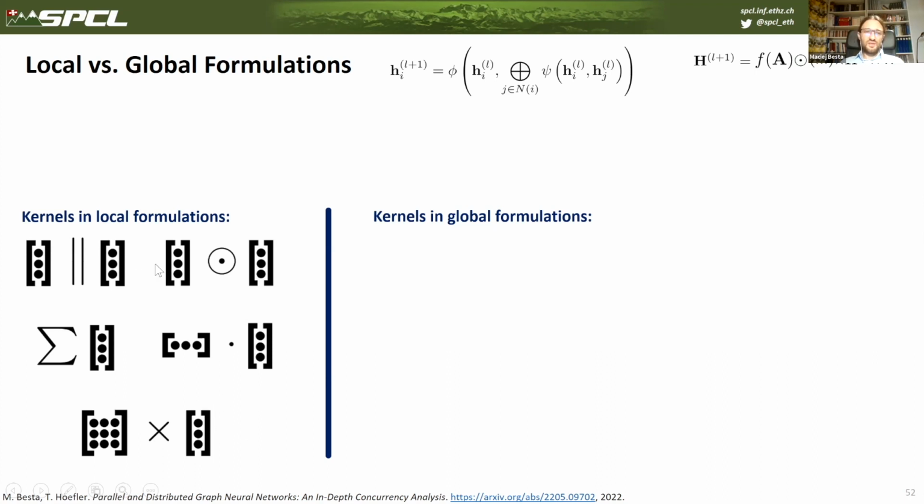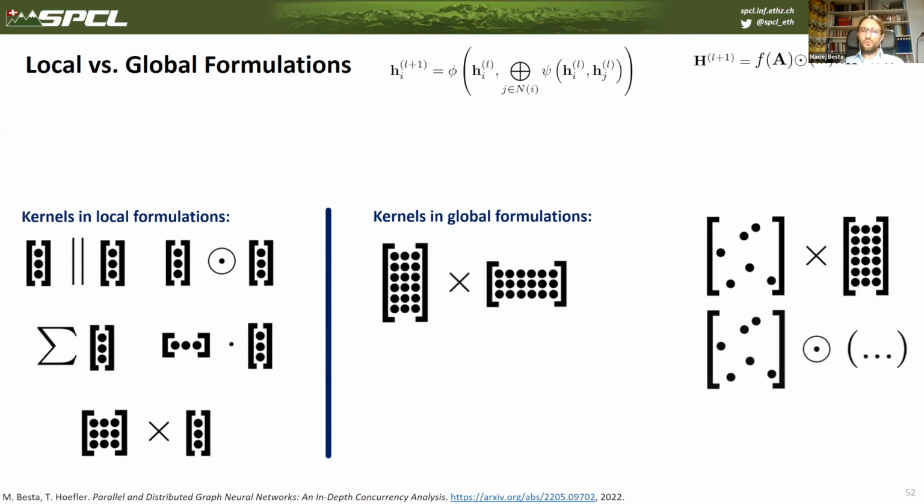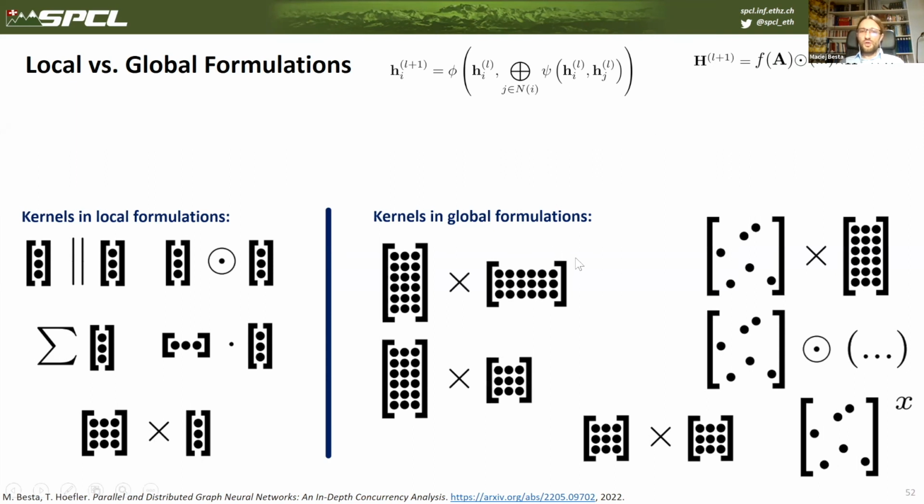But the important thing is that in all of these kernels, the dimensionality is always k, the number of features, which is not very large in practice compared to, for example, the number of vertices. But in global formulations, what we use are different kernels, which are usually much bigger in scope. These are also dense matrices, for example, a matrix times its own transpose, or the product of two matrices. One of them may have a large dimension equal to the number of vertices, but we also use sparse matrices, right? So sparse adjacency matrices, or even powers of these matrices.